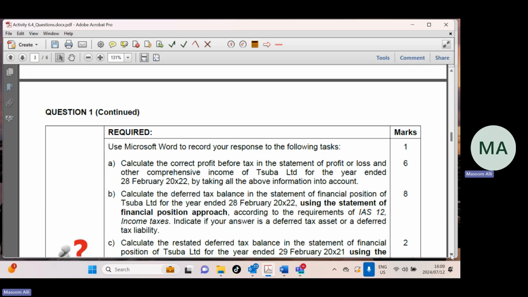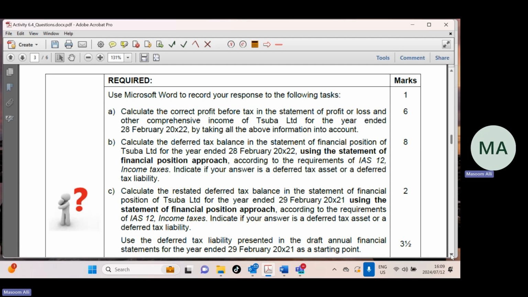So here's the requirement that we have. And back then you would have been getting 1 mark just for using Microsoft Word in order to answer. A mark is a mark, so I wouldn't leave it if I was you. At the end of the day, you want to grab every possible mark that you can get.